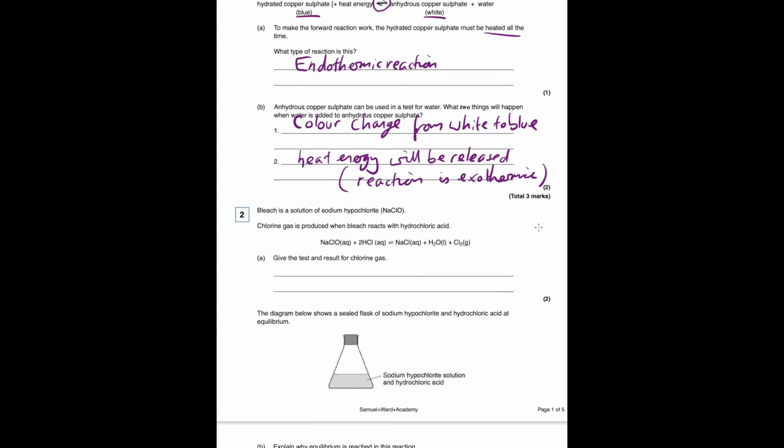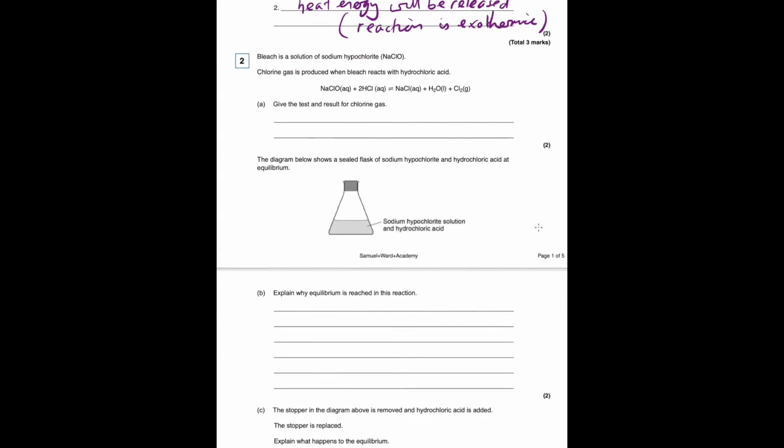Okay, so then the second question, give the test and result for chlorine gas. So this is going back to our chemical analysis topic. So with chlorine gas we need damp litmus paper. Remember, it must be damp for that chlorine gas to dissolve onto the paper, and with this litmus paper it is bleached and turns white.